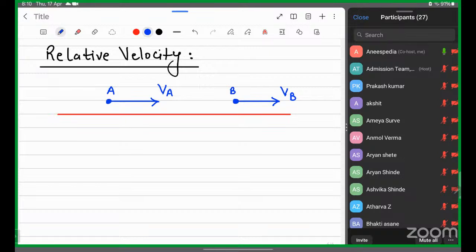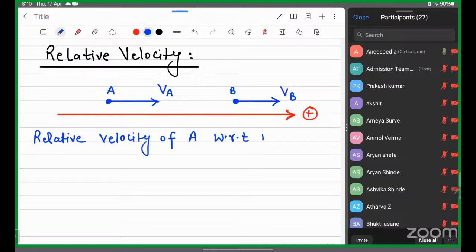Now the question will be, find the relative velocity of object A with respect to object B. So, let's say this direction is taken positive according to convention. The relative velocity of object A with respect to object B will be written as VAB. VAB means relative velocity of object A with respect to object B, and we define it as VAB is equal to VA minus VB.